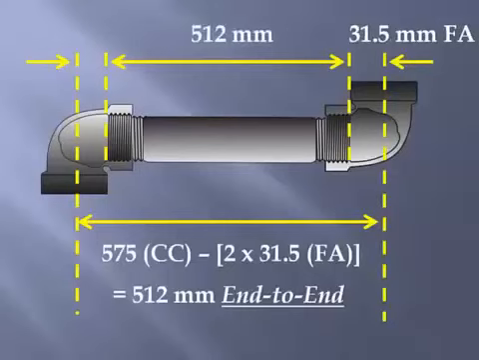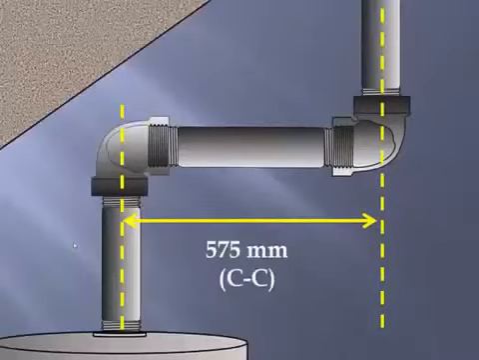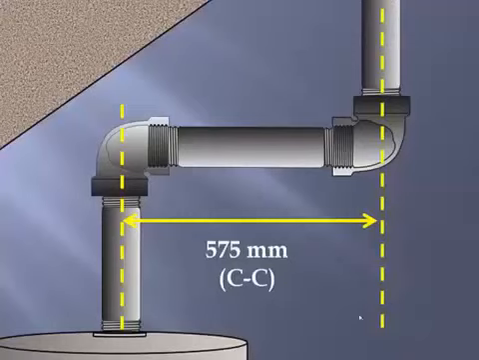To put it another way, a 512 millimeter end-to-end piece of 1.5-inch pipe with 1.5-inch 90s threaded on to either end would create a center-to-center run of 575 millimeters. So there we have it. Our installed offset allows us to get back to our vertical center line over here, and we've cut a piece to bring it to 575 millimeters center to center. Well done.